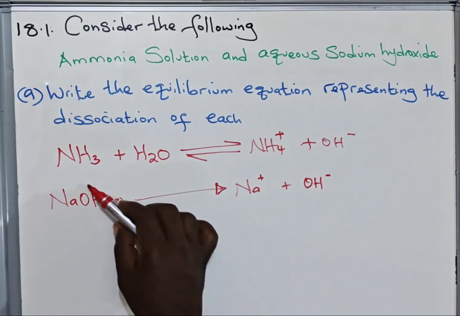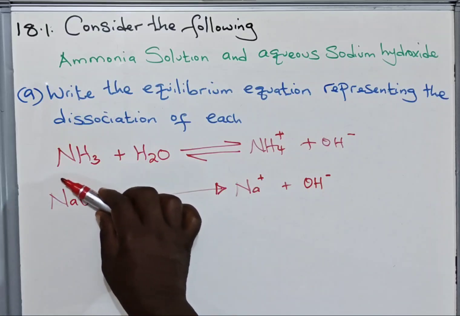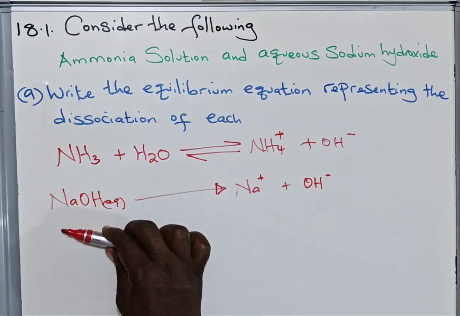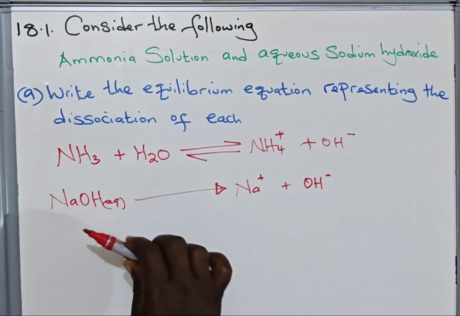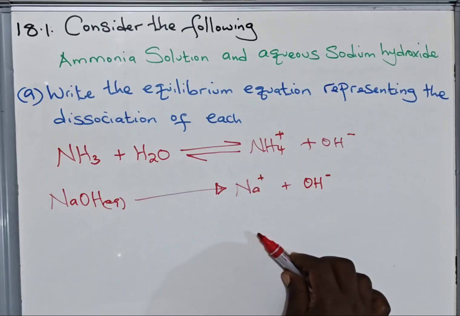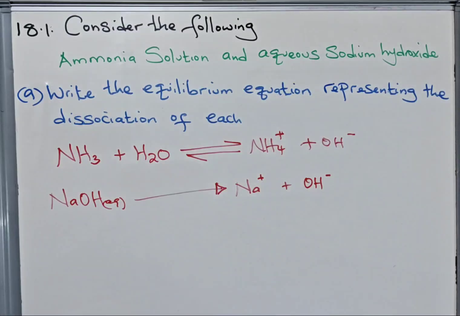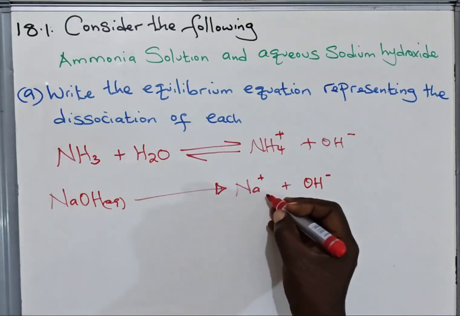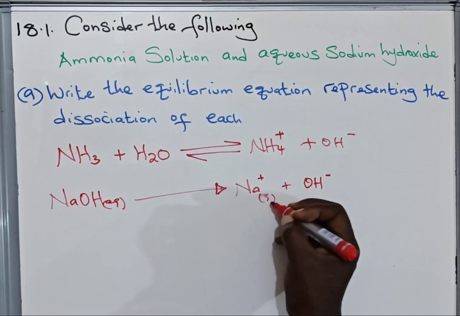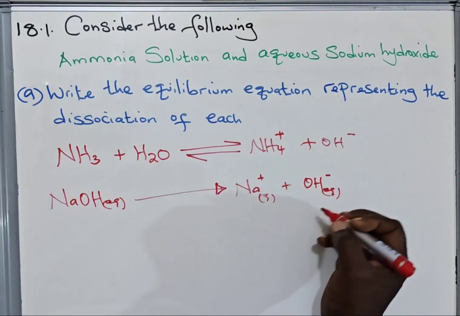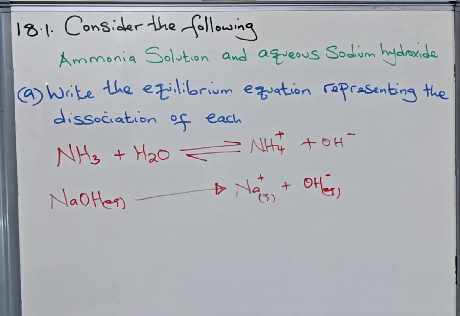Why? Because sodium hydroxide is a strong base. And how do you define a strong base? It is one which is fully dissociated. So it means that we are representing it with an arrow in one direction. So these are aqueous ions, and that is it.